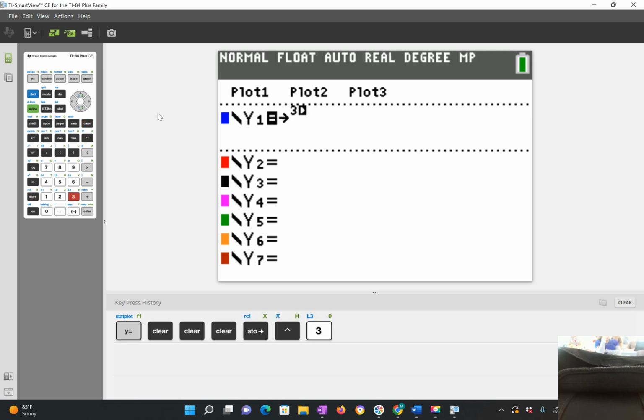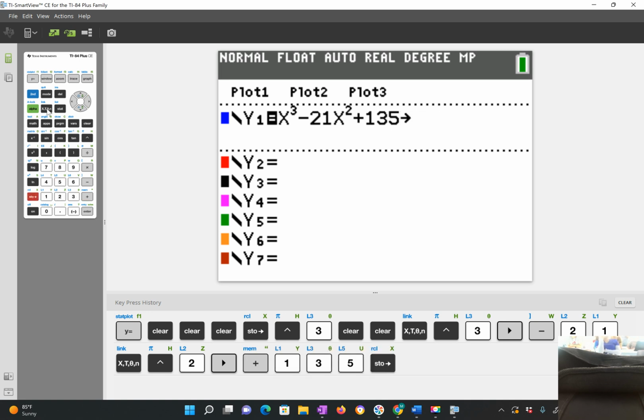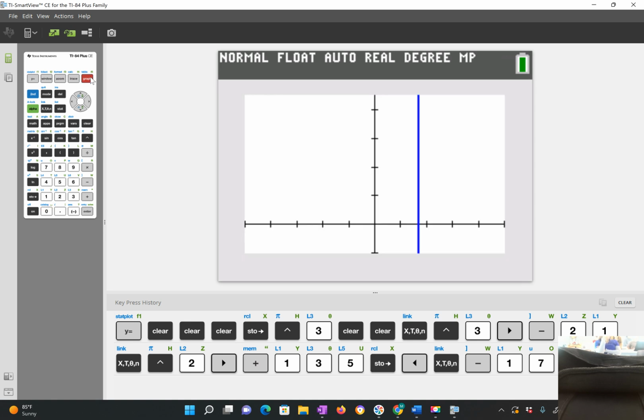So x raised to the third power, minus 21 x raised to the second power, plus 135x, minus 170. Okay, so I'm going to go to graph, and it's going to go nuts because that's all I can see, right? That doesn't help much.